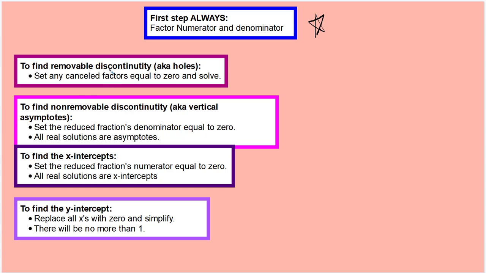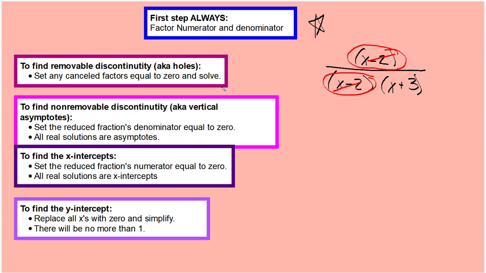So to find a removable discontinuity, if I'm going to go ahead and give you one that's factored, a removable discontinuity will be one of these. See how we can cancel these two factors? You would actually set x minus 2 equal to 0. And when x is equal to 2, we'll have a removable discontinuity.